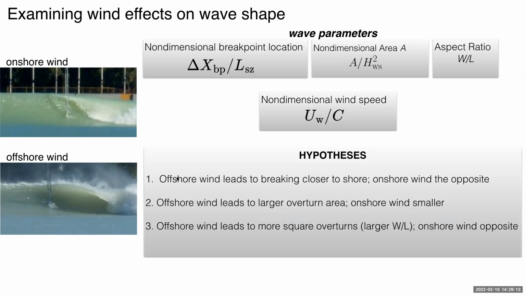And the hypotheses we're going to test are essentially similar for all of them. The offshore wind leads to breaking closer to shore. Onshore wind does the opposite. Offshore wind leads to larger overturn area, and offshore wind leads to more square overturns, i.e. larger W on L. And onshore winds do the opposite.